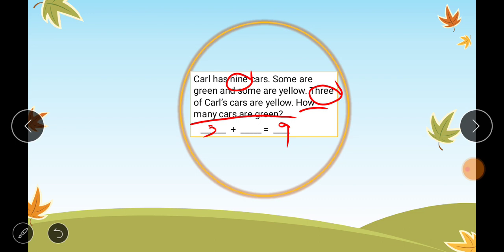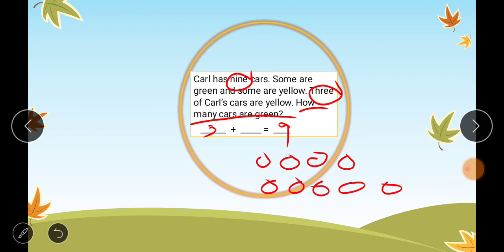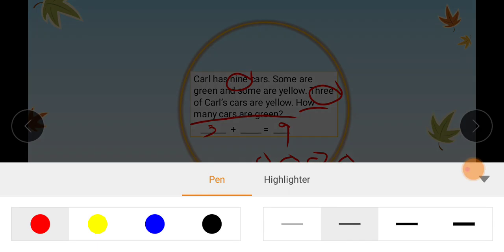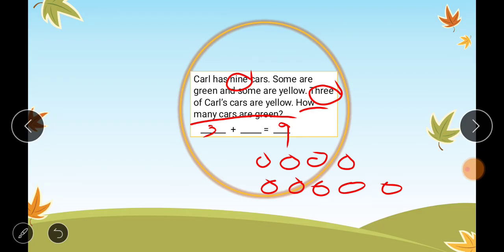So you get the gist now. 9. So we'll make 9 balls. Let's go. 1, 2, 3, 4, 5, 6, 7, 8, 9. What next do we do? Yes, we color the balls. How many balls are we going to color? 3 balls, because that's our given addend. So let's go. 1, 2, 3.